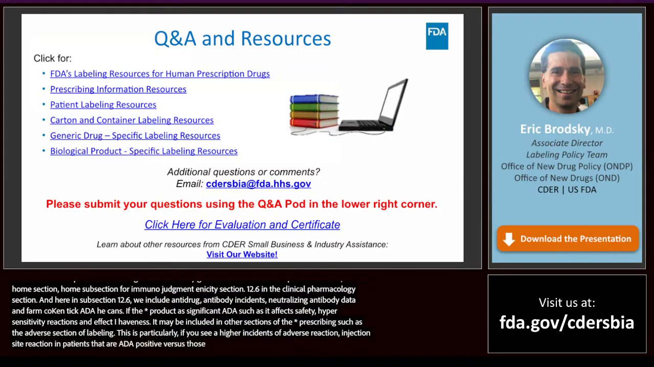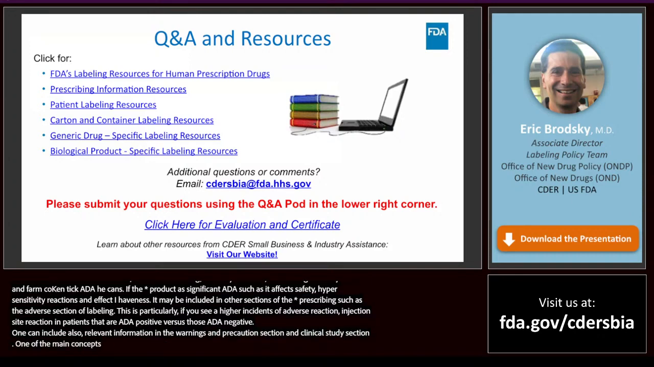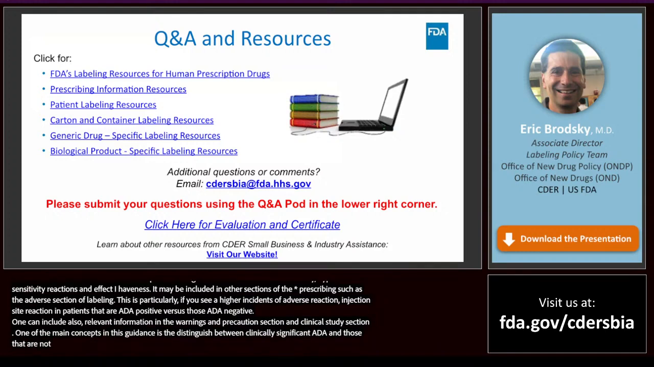One could also include relevant information in the warnings and precautions section, as well as the clinical study section. So one of the main concepts in this guidance is to distinguish between clinically significant ADA and those that are not clinically significant. Clinically significant are particularly those that have significant effects on effectiveness and or safety of the product.